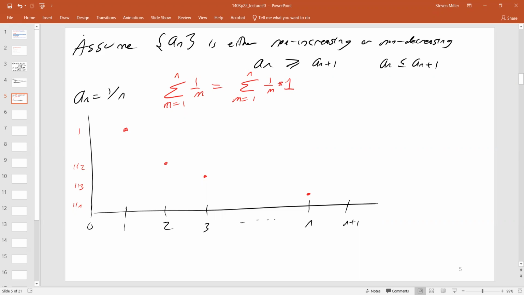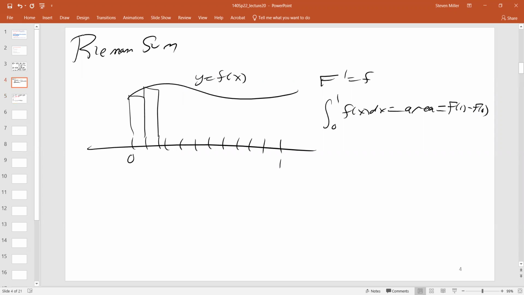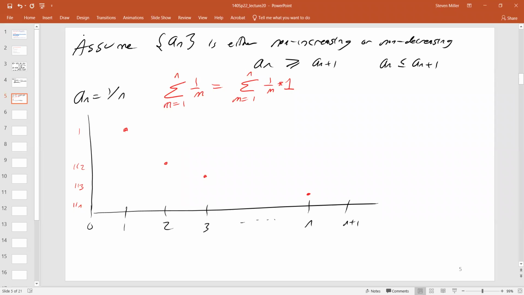So what would 1 over m times 1 represent? Can you give me a geometric quantity that might be represented by 1 over m times 1? Think back to what we were doing with Riemann sums, breaking things up. How might you view 1 over m times 1? Value.